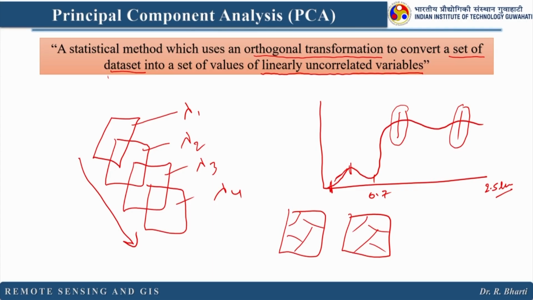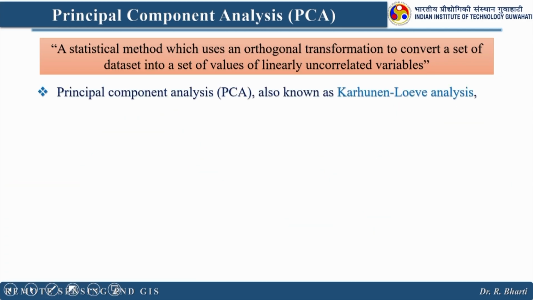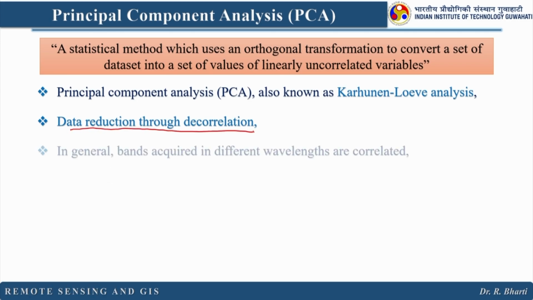But in case you do not have this kind of flexibility, you will end up analyzing all these bands. Here I have given you only a 4-band example, but let us assume that you have a hyperspectral image. In that case you have 100 or 200 bands. Then imagine how much time and effort you have to put in to analyze that particular image. So, principal component analysis is used for data reduction through decorrelation. This is very important. Data reduction through decorrelation.